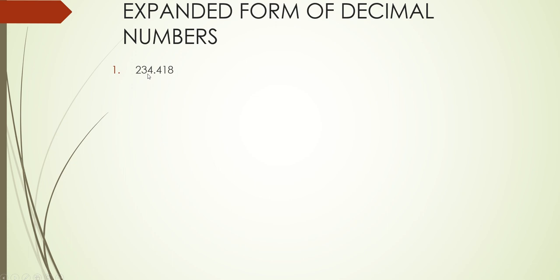How will you write 234 in expanded form? You will write 200 plus 30 plus 4. Plus this point, I will replace this with plus. So I will write 200 plus 30 plus 4 plus 4 upon 10. 4 upon 10 means 4 tenth plus 1 hundredth, as I have written here, plus 8 thousandth.